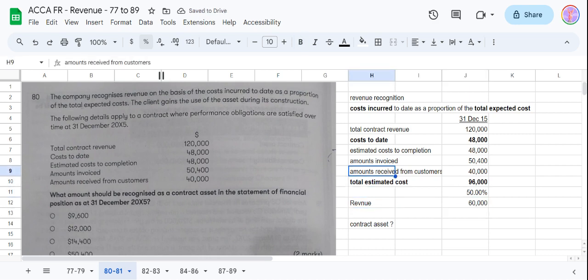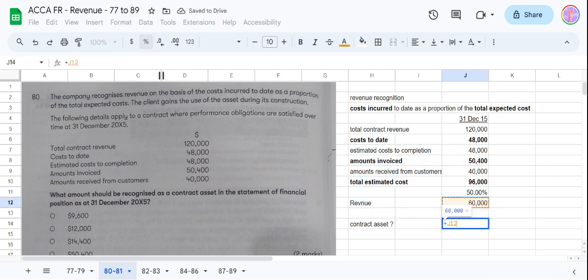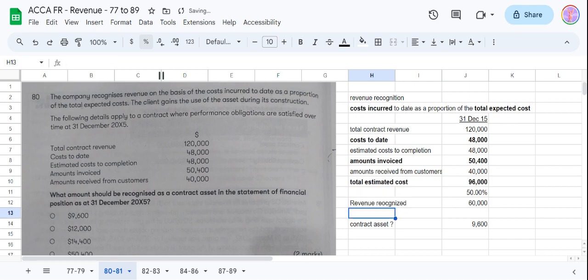How much have they billed? They have invoiced 50,400. So the contract asset will be revenue recognized minus amounts invoiced. So 9,600 will be the answer. You are recognizing revenue of 60,000, but you have billed only 50,400, so it is the difference between these two.